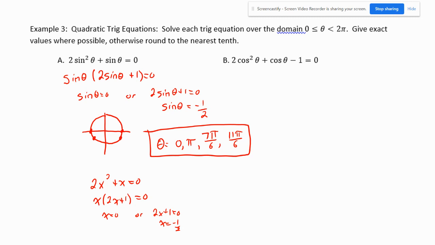Part B, 2 cosine squared theta plus cos minus 1 equals 0. We're going to factor this the same way that I would have solved this one. So this was like the Math 20 question: how do you factor and solve this quadratic equation? And this factors to this. So 2x times x is 2x squared, plus 2x minus x is plus x, minus 1 times 1 equals 0.